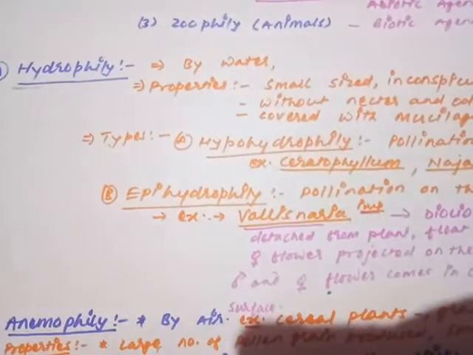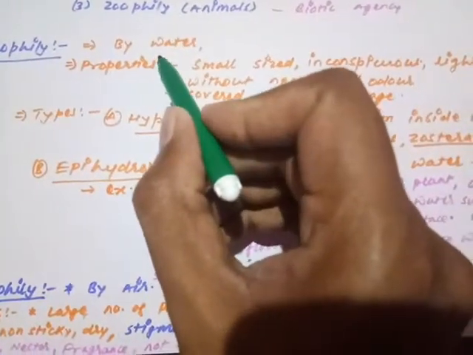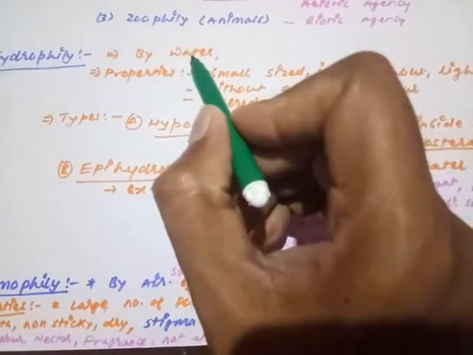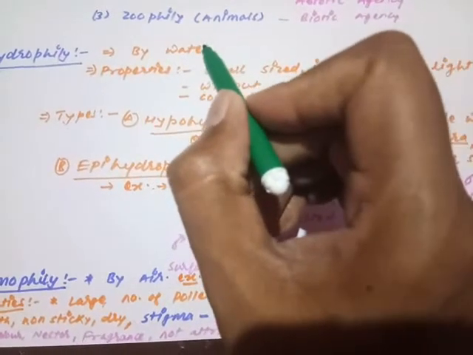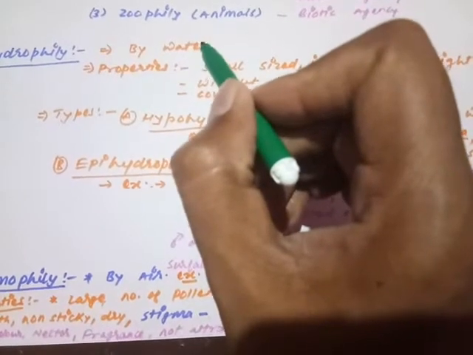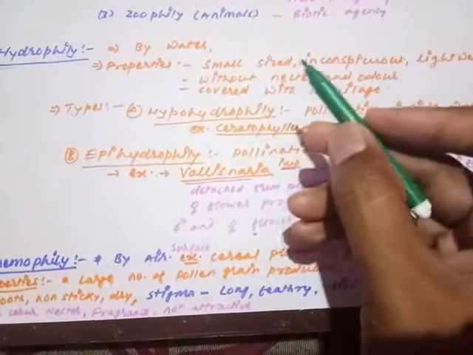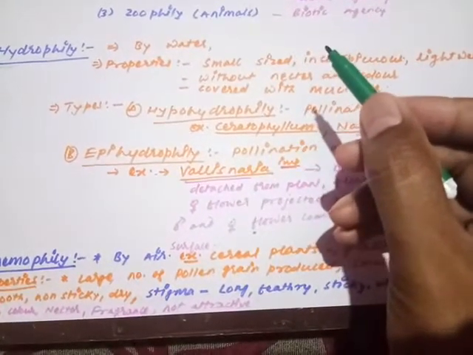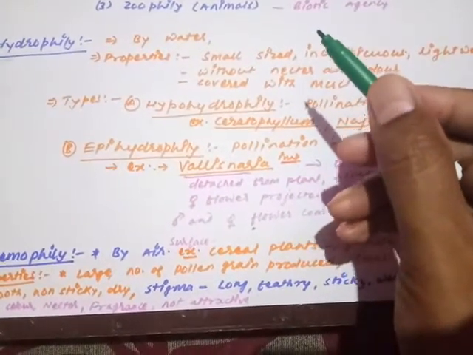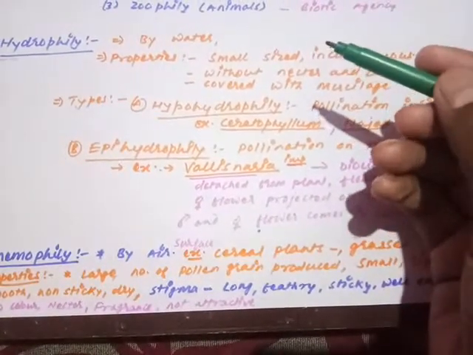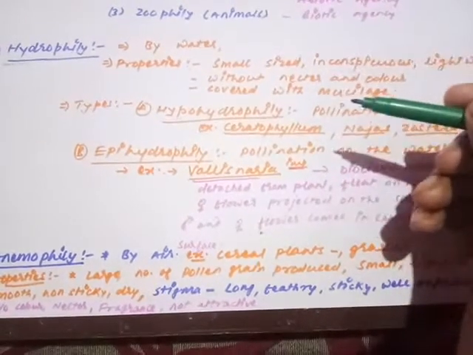Hydrophily: phily means pollination, hydro means water. When the pollination process occurs with the help of water, this is called hydrophily. Remember, in NEET also the questions will be like this: they will provide options, like which one of the following properties a hydrophilous flower may have, or may not have, or they will list some properties and you need to find out which one is correct.